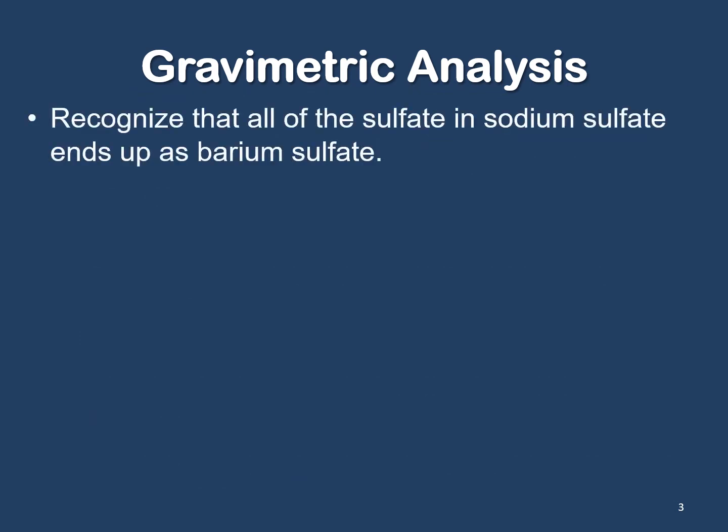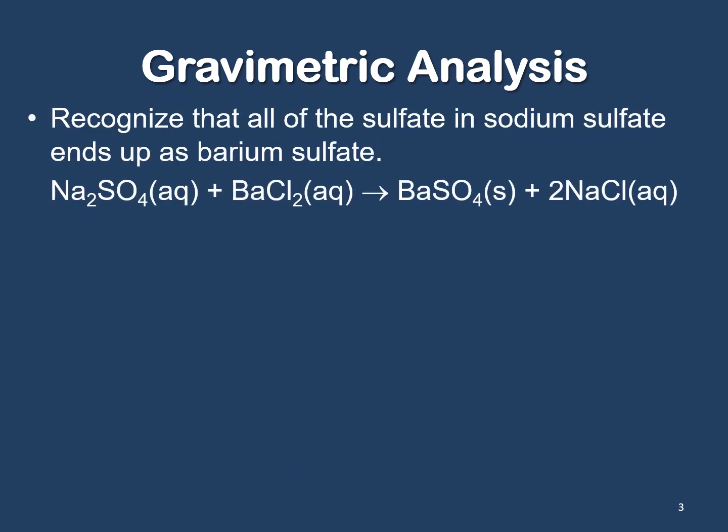How does this all work? Well, there's a precipitation reaction going on here, and we need to write it out, predict the products, balance it, and do all that fun stuff, right? So we have sodium sulfate reacting with barium chloride. This forms barium sulfate, which is in the solid state according to the solubility rules, and sodium chloride. In order to balance this reaction, we got to put a 2 in front of sodium chloride. And this is pretty much everything we got.